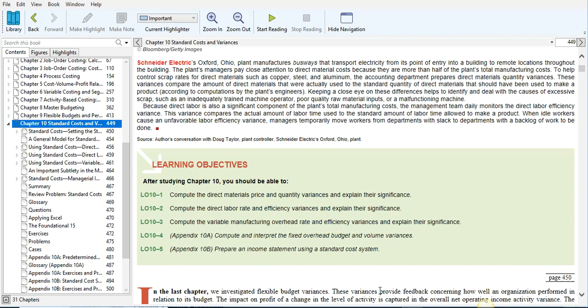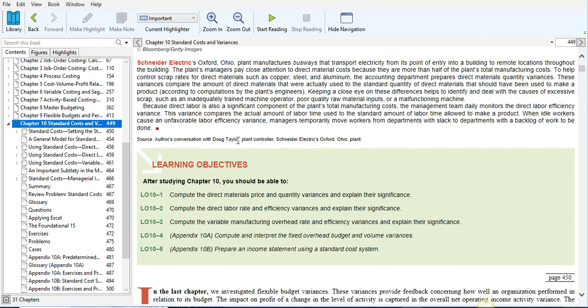This is chapter 10 video for standard cost. Now we're not going to go into this in great detail, but I do want to cover this because it's important and because you'll have to calculate these in your Excel project. So what we're talking about in this chapter are standard costs and the variances that occur from those standards.